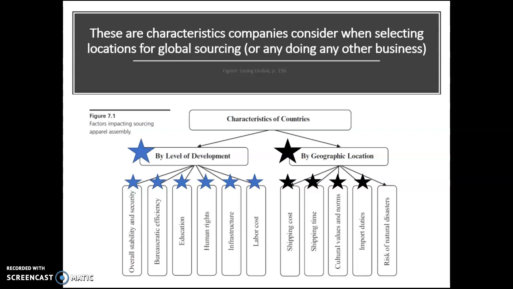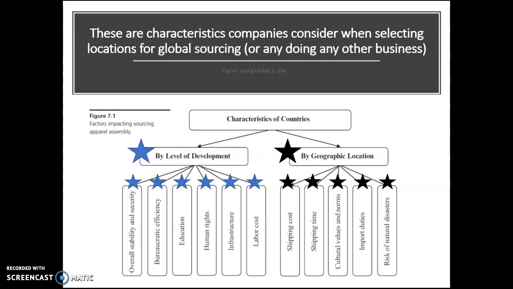So if you are a fast fashion brand, obviously you want to find the lowest possible import duties that you can. And we actually looked at how to do that when we practiced using the HTS. If you are a luxury brand, import duties probably don't matter as much to you. Not as much as finding an exclusive and beautiful product. And then risks of natural disasters.